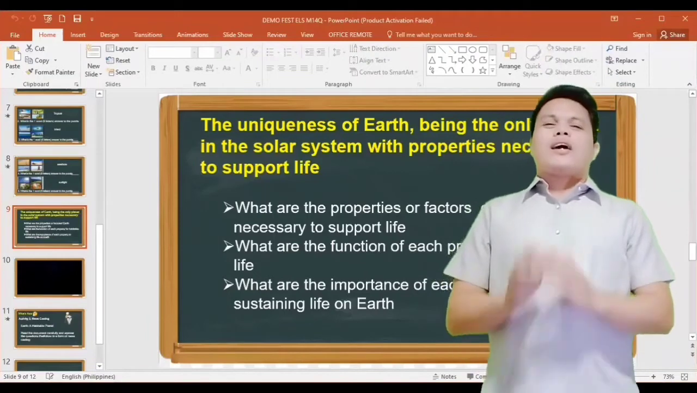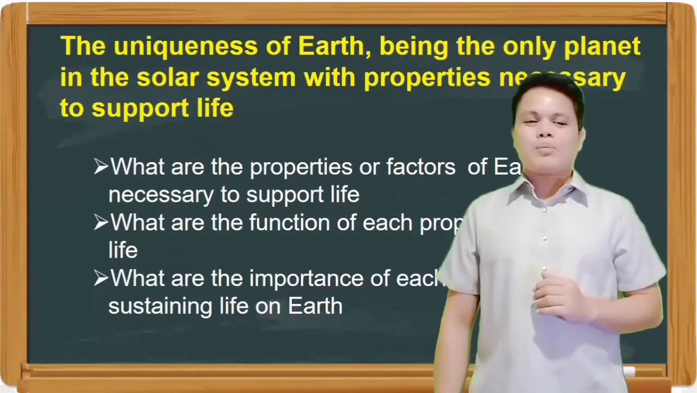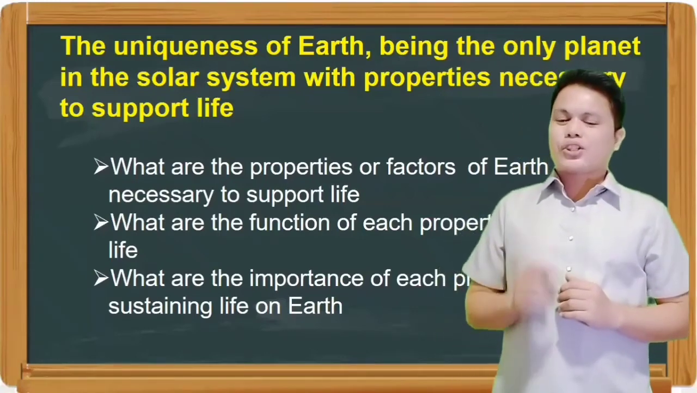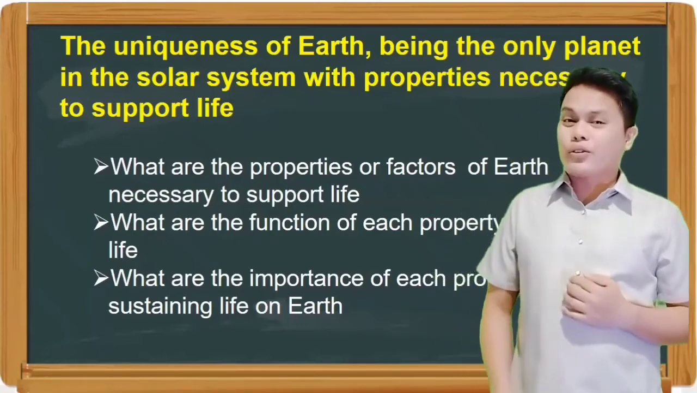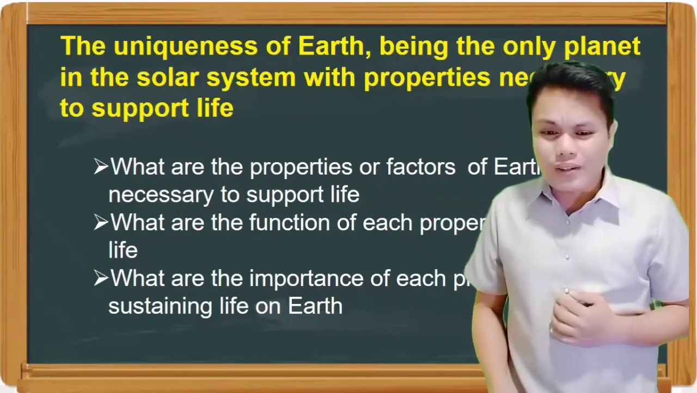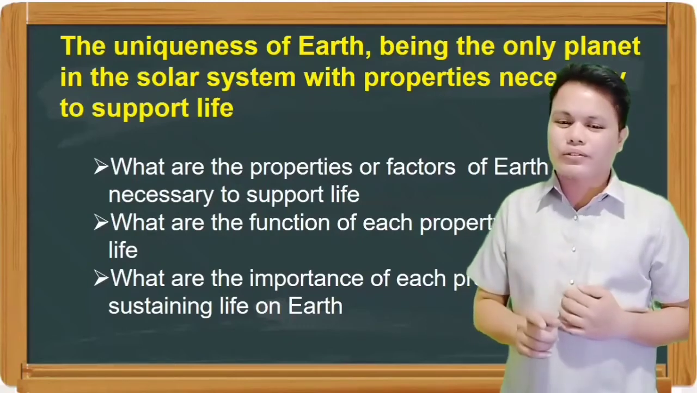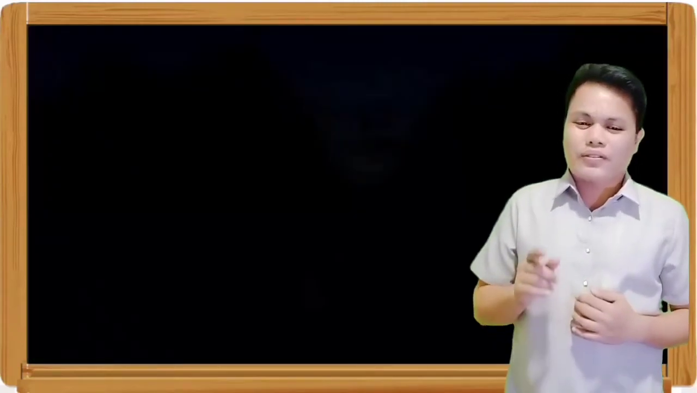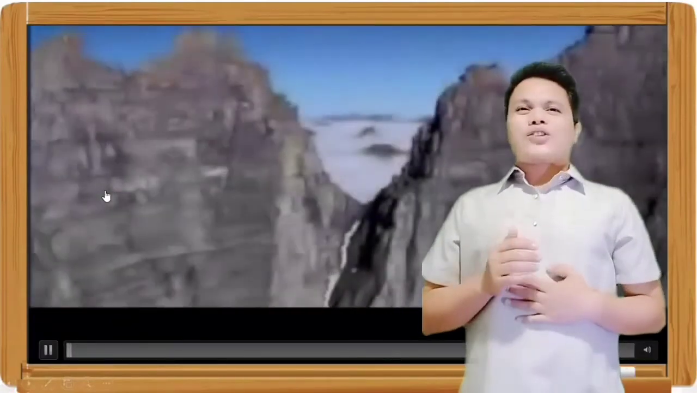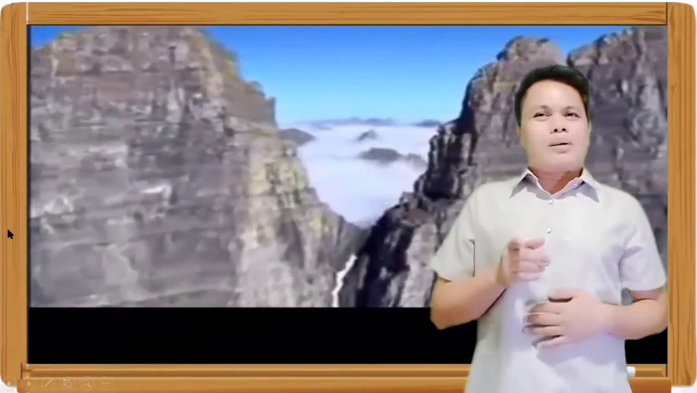At this point, let's discuss the uniqueness of Earth being the only planet in the solar system with properties necessary to support life. What are the properties or factors of Earth necessary to support life? What are the functions of each property for habitable life? What is the importance of each property in sustaining life on Earth? What makes Earth habitable?